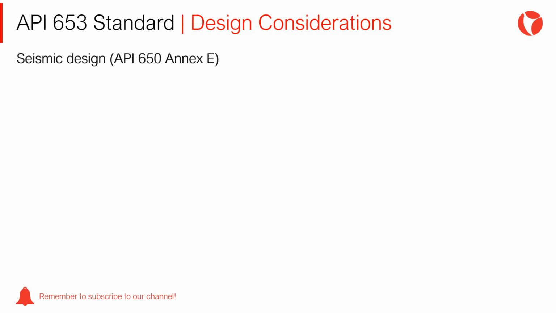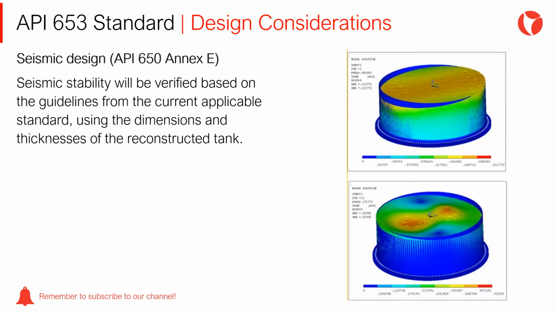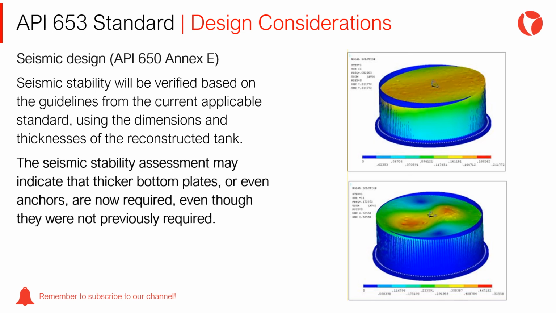Likewise, seismic design must be verified. This is covered in Annex E of the API 650. Seismic stability will be verified based on the guidelines from the current applicable standard, using the dimensions and thicknesses of the reconstructed tank. The seismic stability assessment may indicate that thicker bottom plates or even anchors are now required, even though they were not previously required.